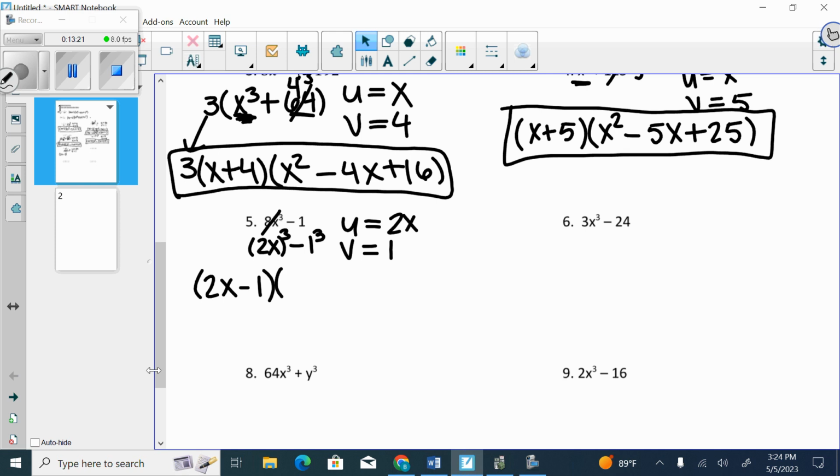Times u squared. Yeah. Because I have to square this whole thing, right? If I square this, I square the 2. What is 2 squared? 4. And I have to square the x, which would just be x squared, right? Okay. Then plus u times v. 2x. 2x times 1 is just 2x. Okay, and then plus 1. 1 squared is 1.